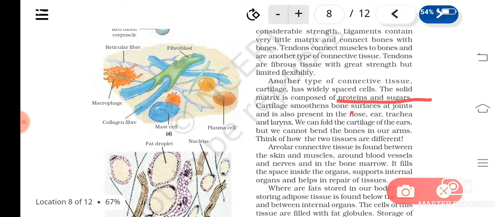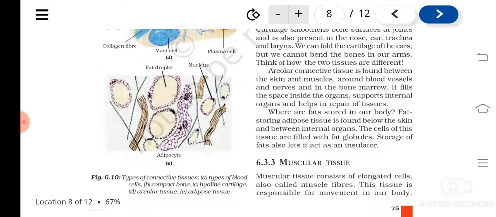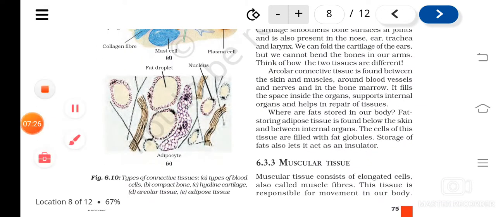Is it clear? And then another type of connective tissue is areolar connective tissue that is found below the skin and muscles and around the blood vessels, nerves, etc. And also in the bone marrow.